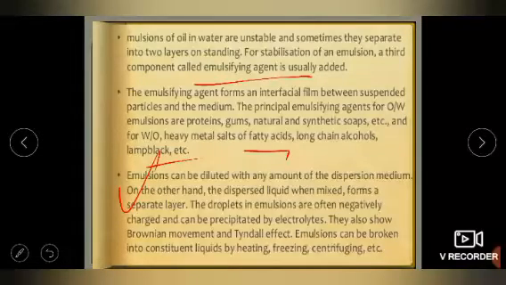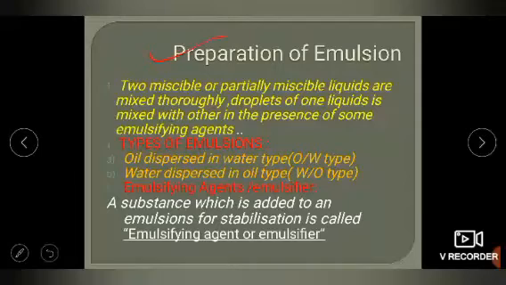Emulsions can be diluted with any amount of the dispersion medium. On the other hand, the dispersed liquid, when added, forms a separate layer. The droplets in emulsions are often negatively charged and can be precipitated by electrolytes. They also show Brownian movement and Tyndall effect, and emulsions can be broken into their constituent liquids by heating, freezing, and centrifuging. So, how to prepare an emulsion?